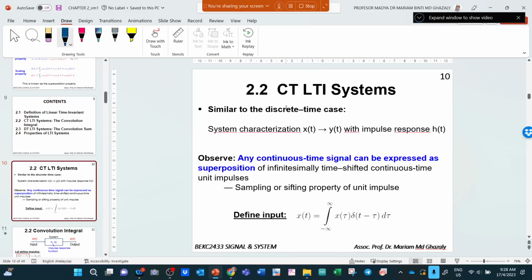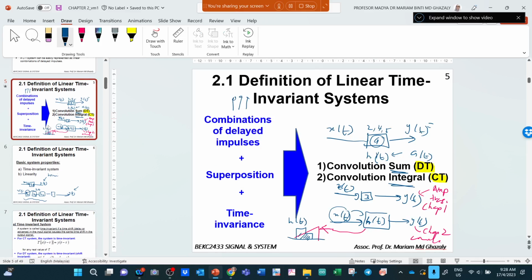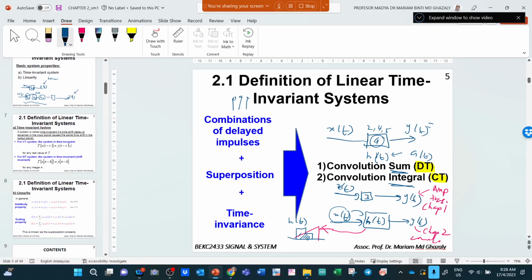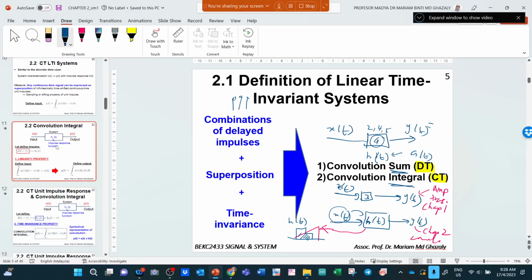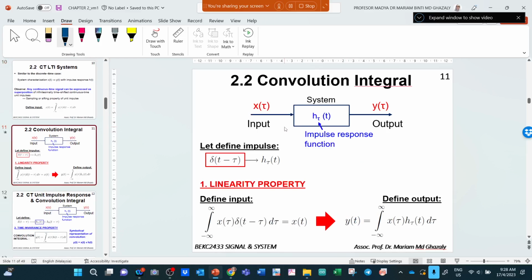Sorry, my notes say here "similar to discrete time cases" because in the original slide I taught the continuous time signal first, so just jump directly to this sentence. System characterization of x(t) is whereby you have the output with impulse response h(t). Looking back at the block diagram just now, in this block you have the input x(t) or x(tau).